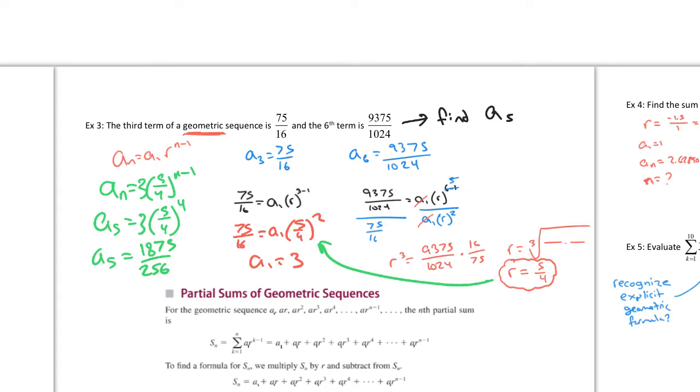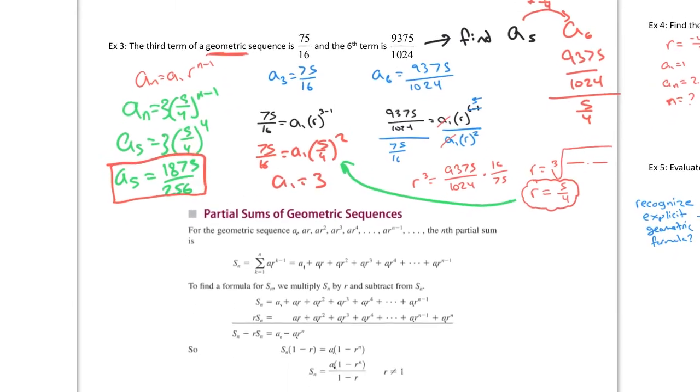But if you think about it, we knew a6, and we wanted to find a5. a6 was 9375 over 1024. And I know that to get a6, I had to multiply by 5 over 4. So if I wanted to find a5, couldn't I take that and just divide by 5 over 4? And you could. And so if you did that, you would get the same answer. So that's another, maybe a more creative way of solving that one. We still had to go through that first process to find r in the first place.